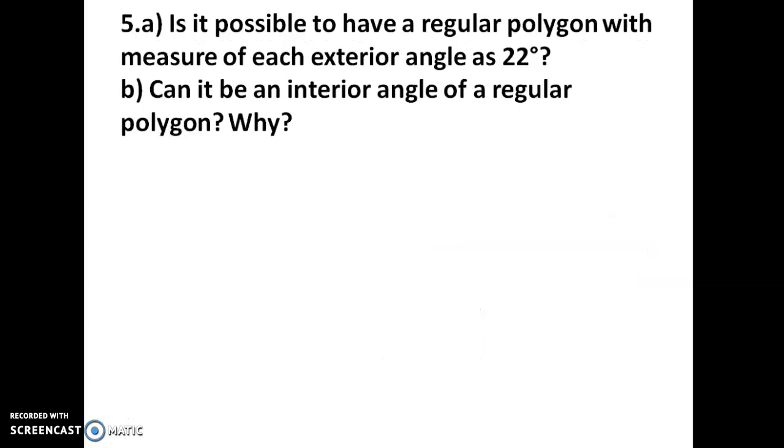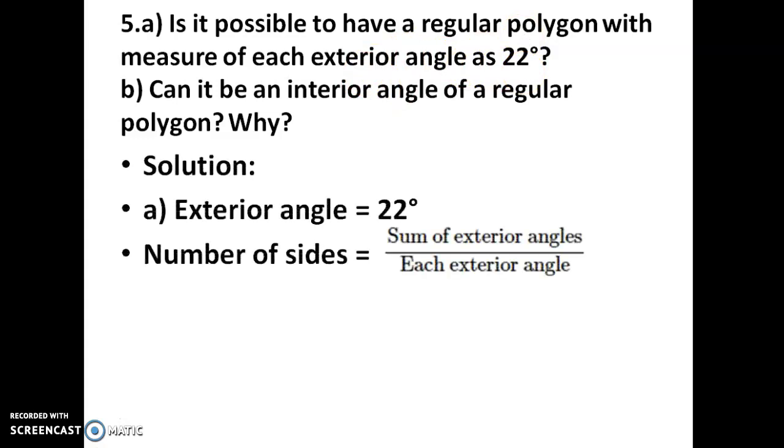Then fifth problem: is it possible to have a regular polygon with the measure of each exterior angle as 22? First let us see this alone, then we can move to question B. So what is asked is whether any regular polygon can exist if the exterior angle is 22. How can we say it is possible or not? Let's see. Exterior angle is 22.